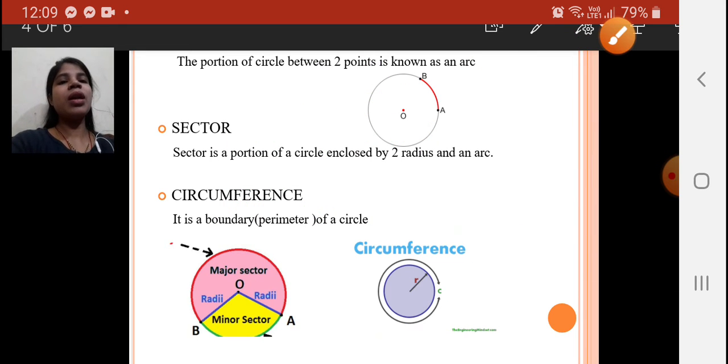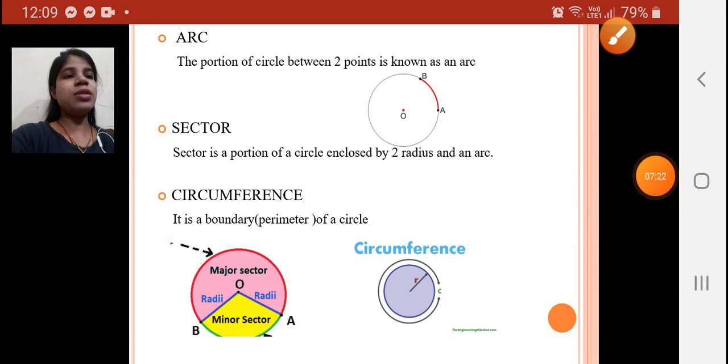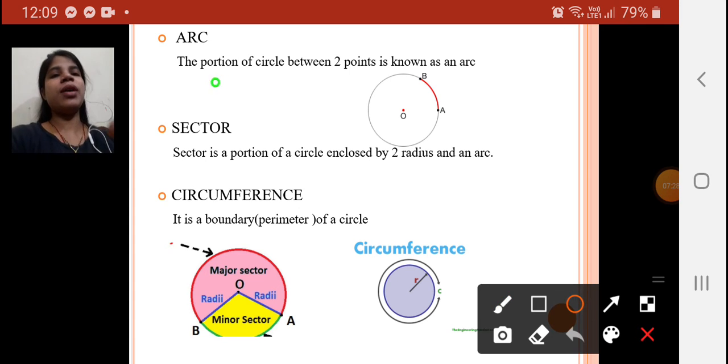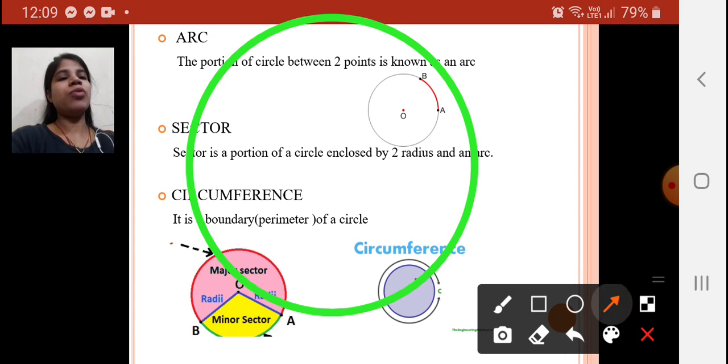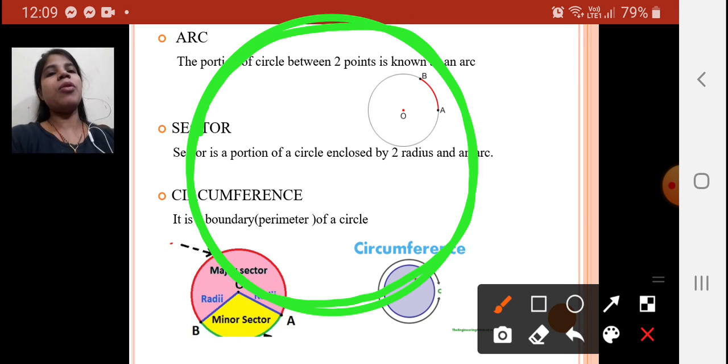Now the circumference. What is a circumference? A circumference is basically the boundary of a circle. Suppose we have this. This is the boundary. This portion, the boundary of the circle, is known as the circumference of the circle. In a triangle or a rectangle, we used to say perimeter. Perimeter means boundary. So in a circle, we use a different term, known as the circumference of the circle.